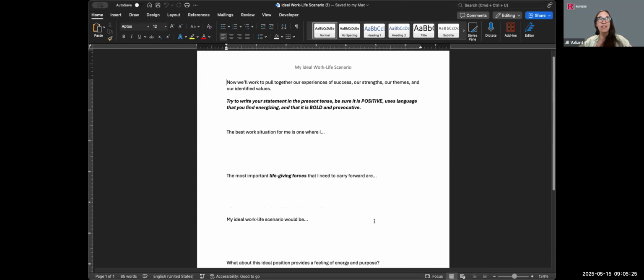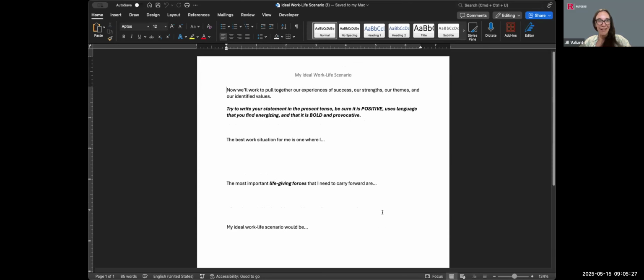So you can dream big on this. It doesn't have to be within the confines of your current situation. Really thinking about pulling all of those things that we've worked through together so far. So thinking about those themes, thinking about strengths, thinking about our values, and identifying what that ideal work-life scenario would be. So did you all get that file in the chat?